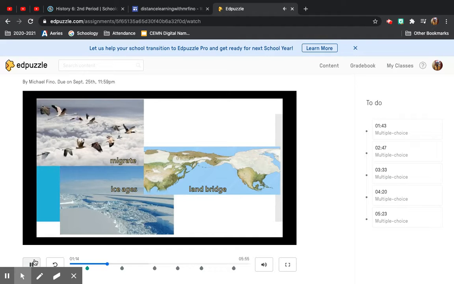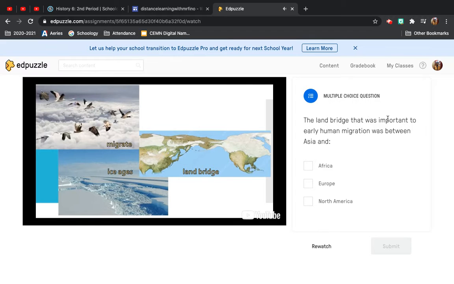Ice ages are long periods of freezing weather. We haven't seen this in our lifetimes, but thousands of years ago, there would be long periods of weather that was icy and cold, and it would span much of the globe. And a land bridge is a strip of land connecting two continents. In this picture, we see that there was at one point a land bridge connecting Asia to North America.